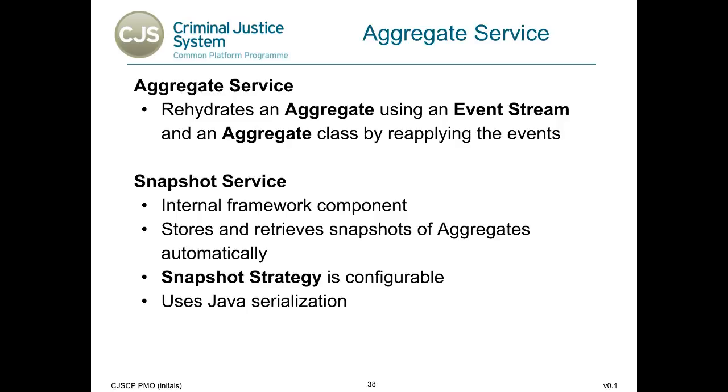We also have a snapshot service in the framework, which is not designed to be used directly by business code. It works behind the scenes with the aggregate service in order to take snapshots of aggregates. Because if the event stream is getting very large, then replaying the event stream through the aggregate every time we want to apply a new command will become a very heavy operation. So the snapshot service allows us to keep copies of the aggregate at certain versions so that we only have to replay events that happened since that version.